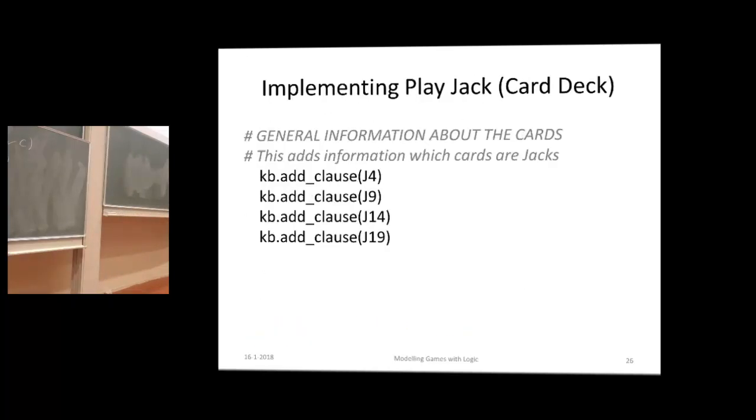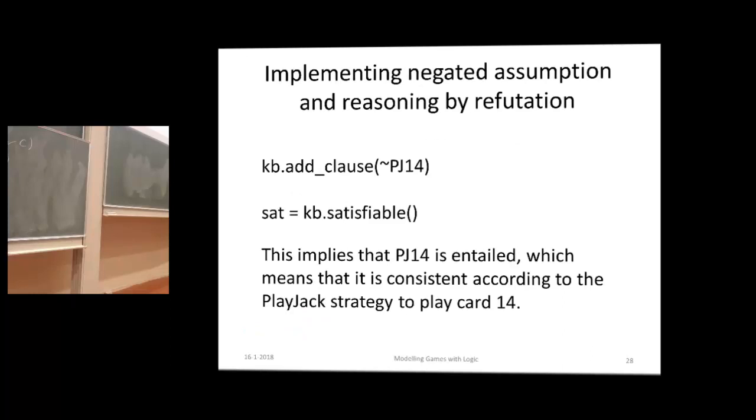Yeah, P14 is a jack. So basically, adding not PJ14 will give a contradiction, and that basically means that PJ14 is entailed. So playing the card number 14 will be according to the play jack strategy. Yeah, so that is the pipeline that you have to follow.